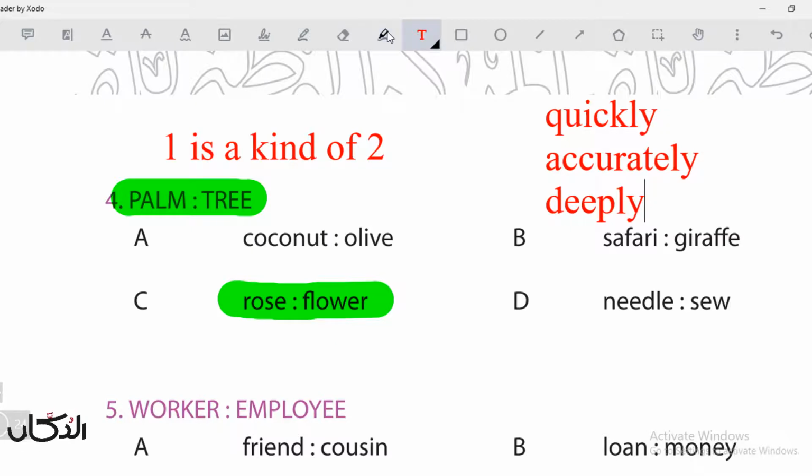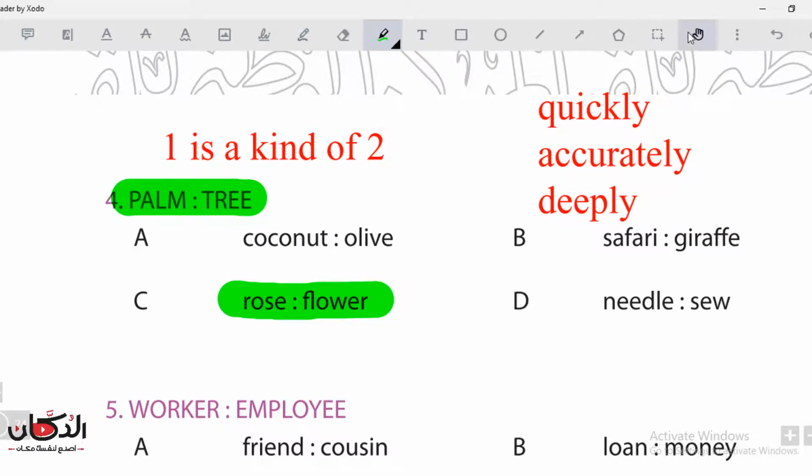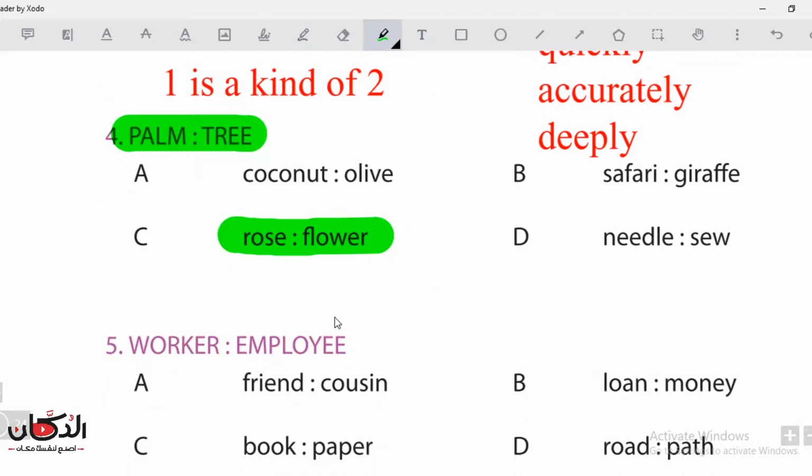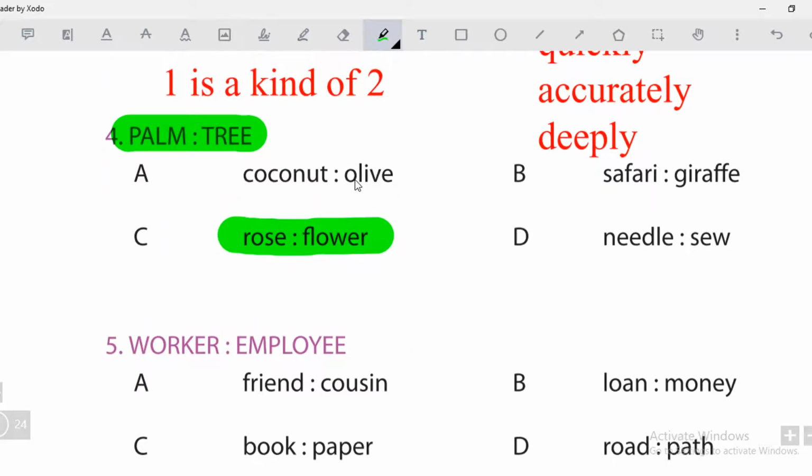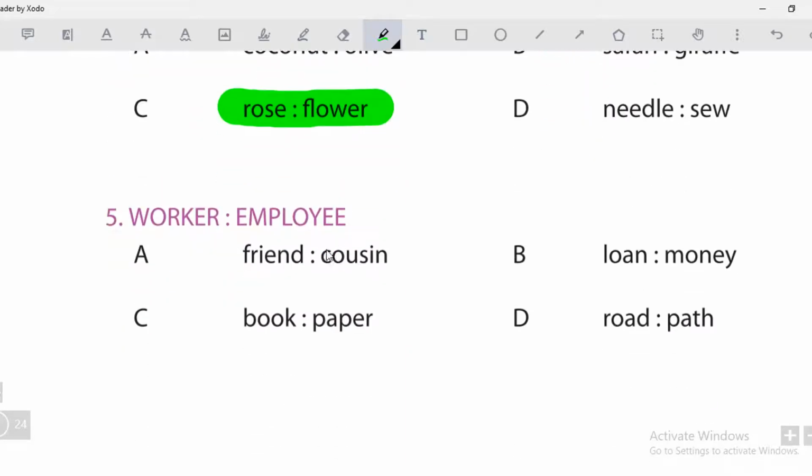Yeah, sometimes you find more than one answer which have the same relationship, but you have to search for the closer meaning, the exact relationship, because all of them are related to each other, but only one answer is the correct answer. So number 5, worker and employee.